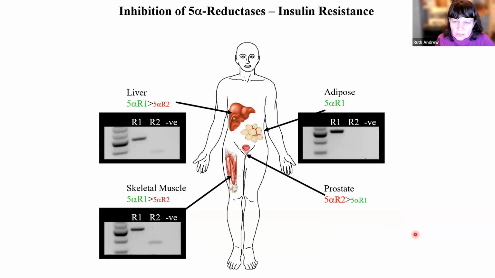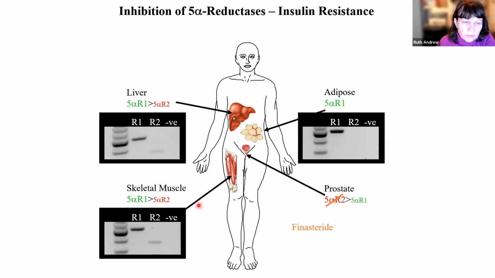And I just want to introduce here the two isozymes. These are the ones that are best recognized. There is a third, but these are the ones that are best researched. So you can see that in the prostate, the 5-alpha-R2 is the most dominant isozyme, and so therefore the first drug that was developed actually just inhibited the type 2 enzyme.